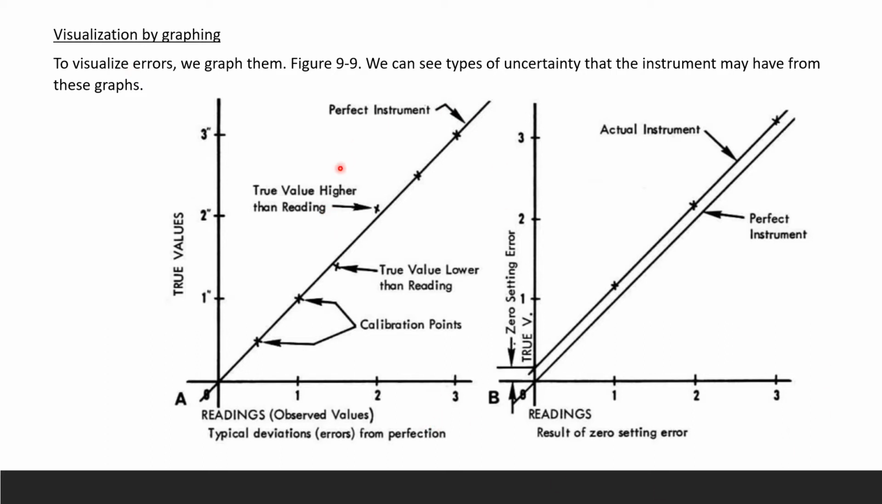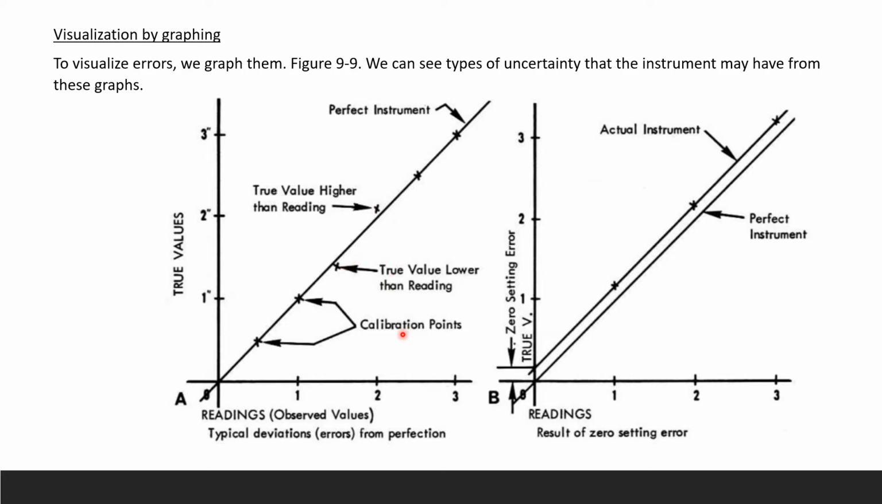So here in figure 9, you can see the types of uncertainty that the instrument may have from these graphs. Here you have your true values that we don't know, and then our readings that we try to make as close as possible to the true value. So your typical deviations are your errors, and your errors come from deviation from perfection. This is just the assumption of a perfect instrument, and these are your data, your readings. Here the true value is higher than your reading, and here the true value is lower than your reading.